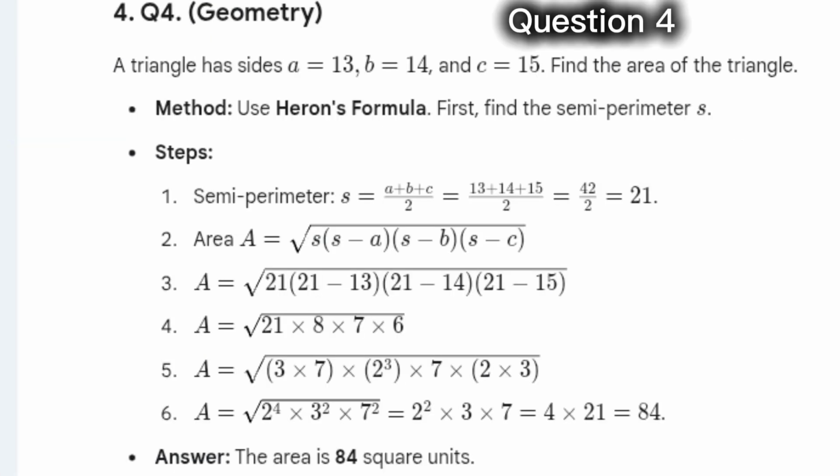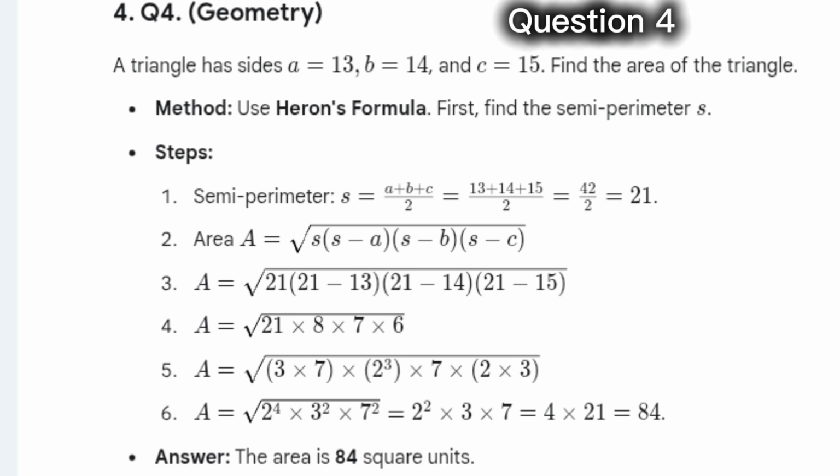Question 4. On geometry, we need to find the area of a triangle with side lengths 13, 14, and 15. The method. We use Heron's formula for the area of a triangle when all 3 side lengths are known. Step 1. Calculate the semiperimeter S. This is half the sum of the sides, 13 plus 14 plus 15, divided by 2.